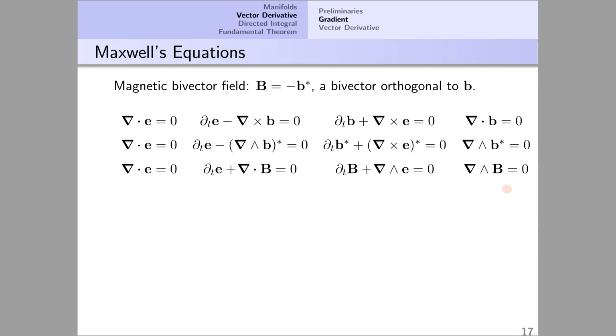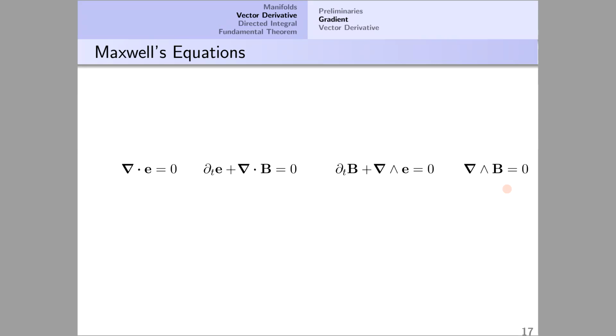So, the original four equations in geometric calculus notation are given by these four equations. But I'm not done yet. In geometric calculus, the electromagnetic field is represented by a single field, vector field plus bivector field. I can't do this in vector calculus. I can't add the electric vector field and the magnetic vector field. If I add them, they become mixed up and they lose their separate identities.